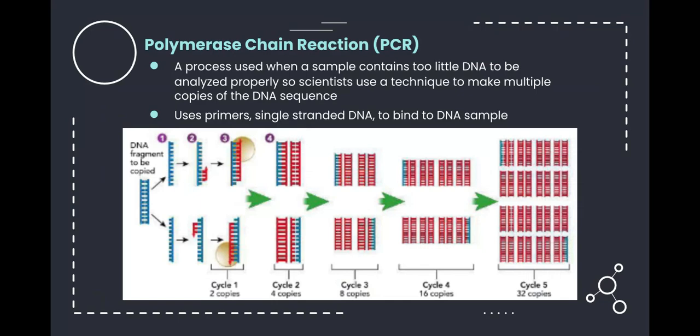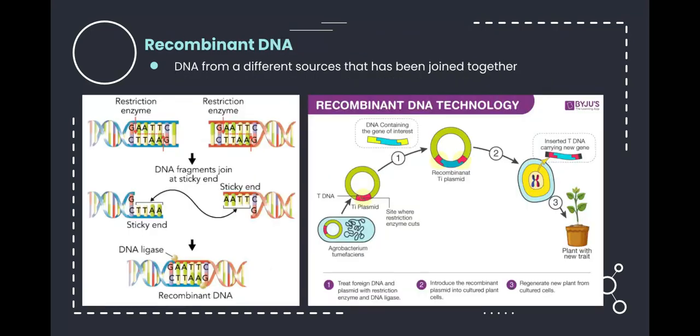So there's this process called polymerase chain reaction, or PCR, which actually will multiply the amount of DNA so that you have more to study and more to look at and more to observe and compare. Again, this is specifically used when there's just not enough DNA to be able to study it and to be able to see it in our observations and experiments. This is going to specifically use primers, which are a single strand of DNA, to bind to the DNA sample, which then makes it easy for us to handle.